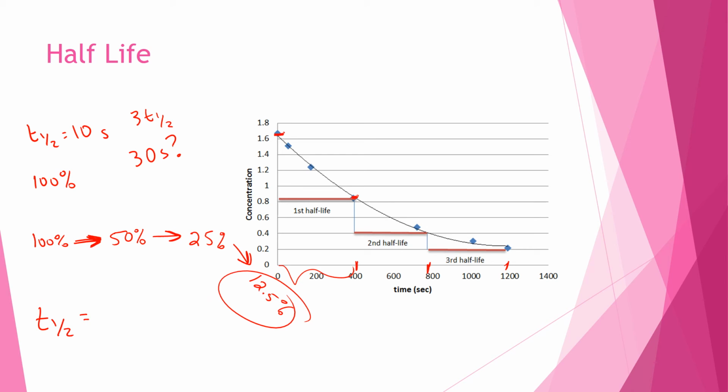So half-life is equal to 0.693 divided by K. This is your rate constant. This is for first order reactions only, right? So it's only for first order reactions. There are half-life equations for 0 order and second order, but we don't do it in AP Chem.